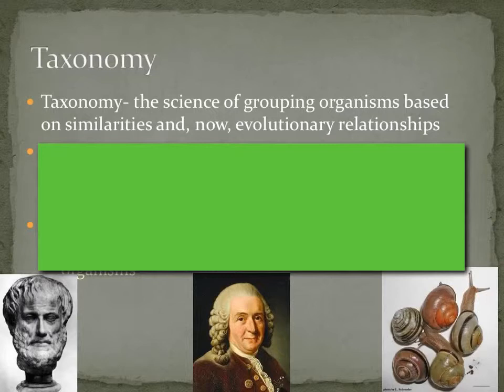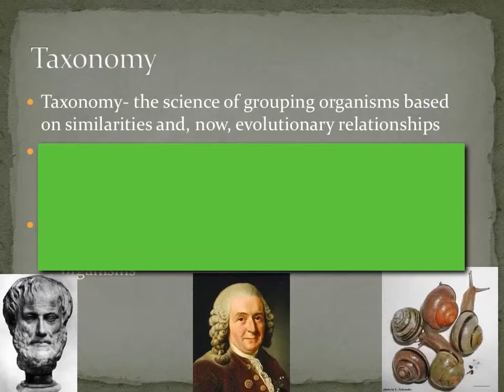Taxonomy is, just like my definition says here, the science of grouping organisms based on similarities, mostly in morphology or the appearance of organisms. But now, more so, we look at evolutionary relationships. We look at all that evidence that we looked at last unit and figure out what that means as far as who's related to what and how they're similar or how they're different.